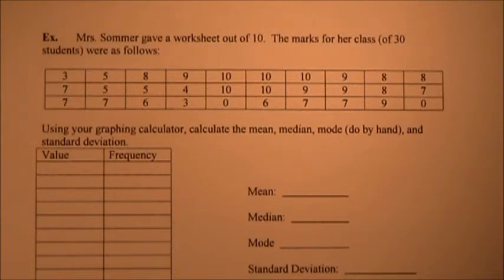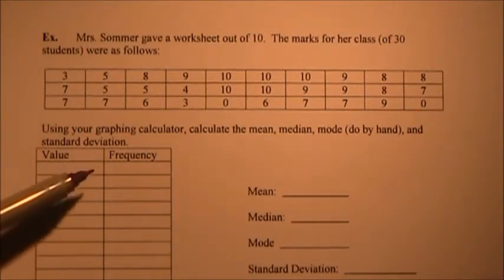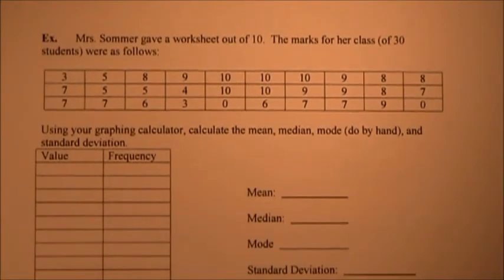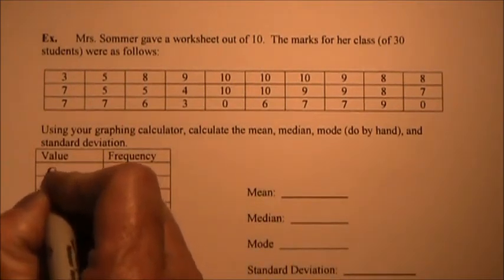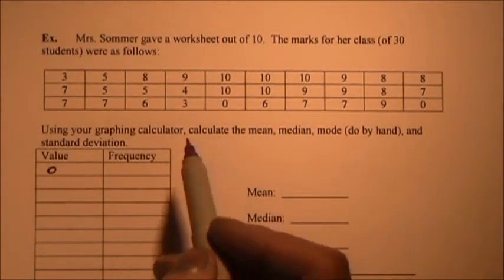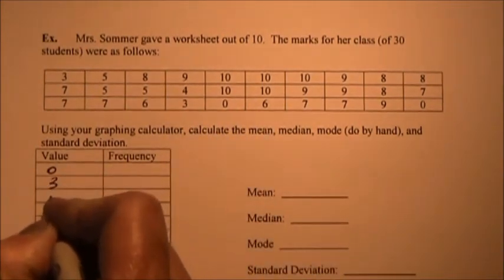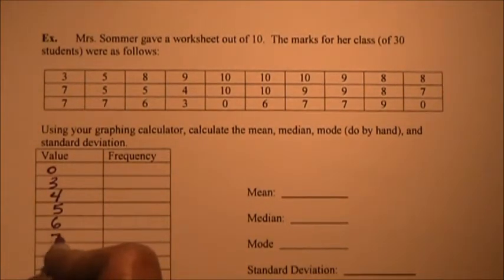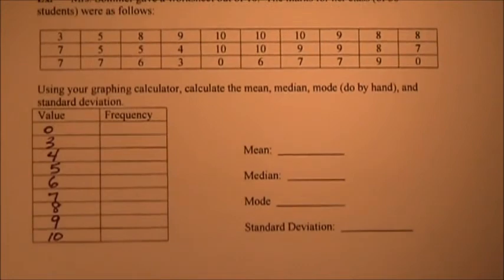And when we do that, we put the values along the first column and then how often it happens in the second. So as we go to do this, starting from smallest to largest, the smallest number we have is 0. Looking, no, I don't see a 1, I don't see a 2, I see a 3, then a 4, there's a 5, 6, 7, 8, 9, and 10. So we have all of our values there.